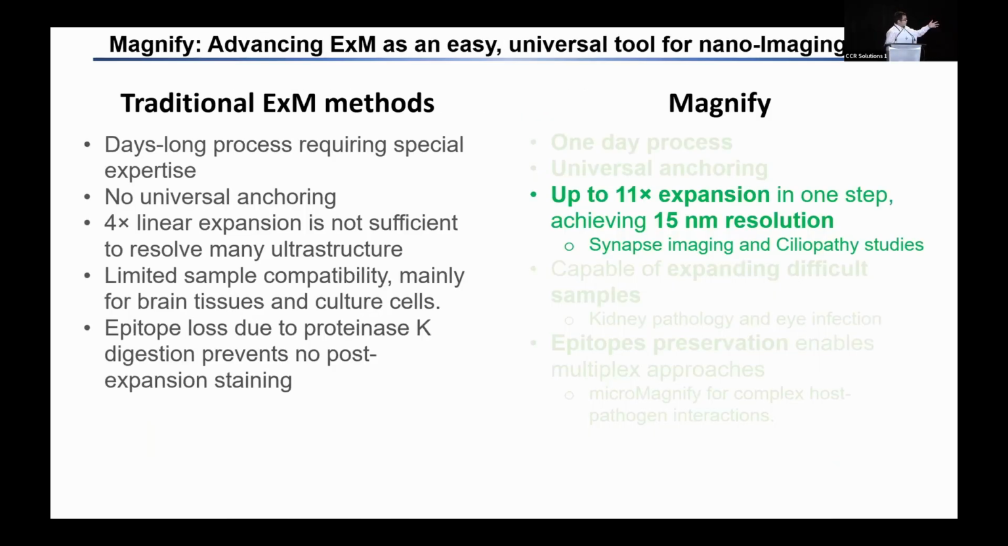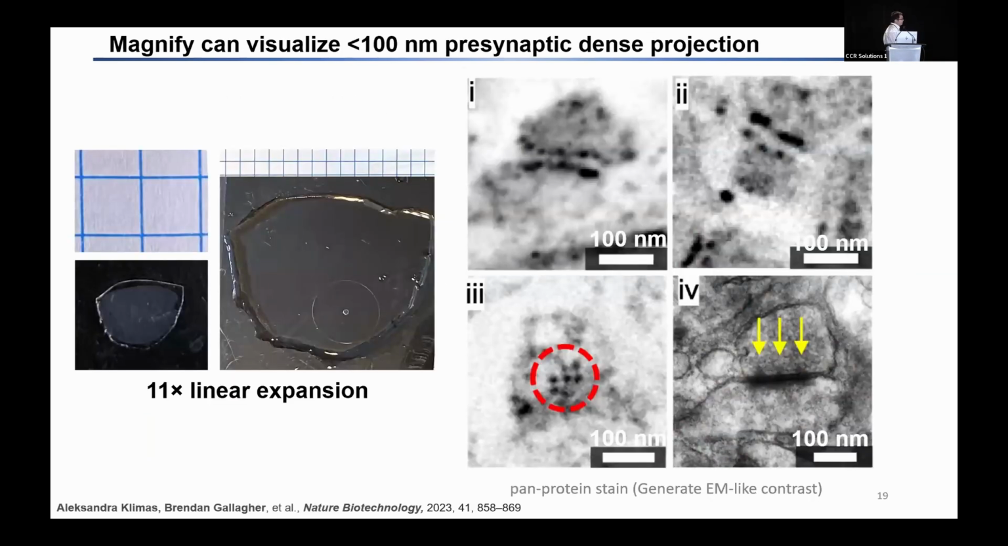Okay, so 11-time expansion can give you roughly 15 nanometers resolution, depending on what kind of microscope objective you use. In this case, I'm showing you the proof of 11-time expansion on the left. On the right, we try to image the synapse. Panel 4 shows the EM images of the synapse, and we are looking at the structure known as the presynaptic dense projection. You can see that they look really alike, right?